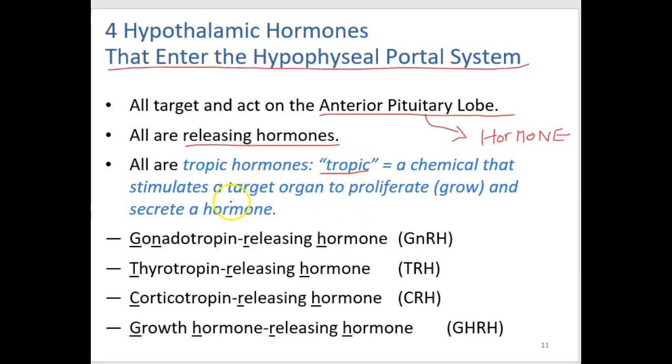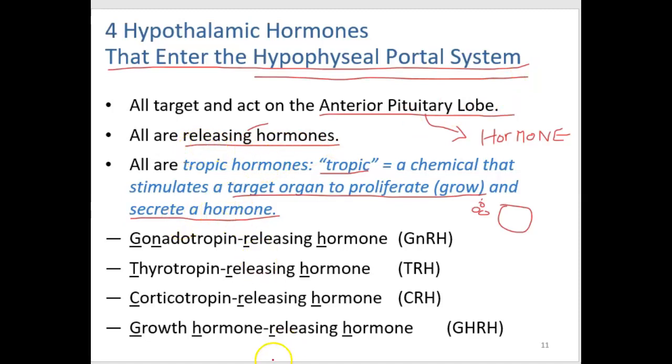A tropic hormone stimulates its target to grow in some way. Either the cells multiply and you get more cells, or the cells get bigger. The other thing that a tropic hormone does is cause the target to secrete a hormone. So that's kind of the same as a releasing hormone. So you can call all of these hormones that enter the hypophyseal portal system releasing hormones or tropic hormones.